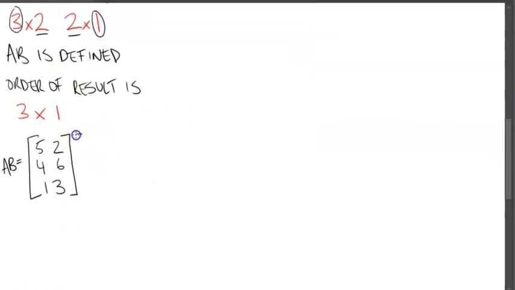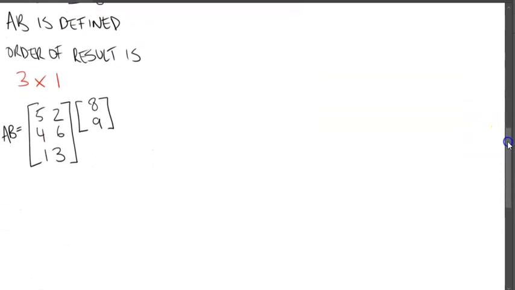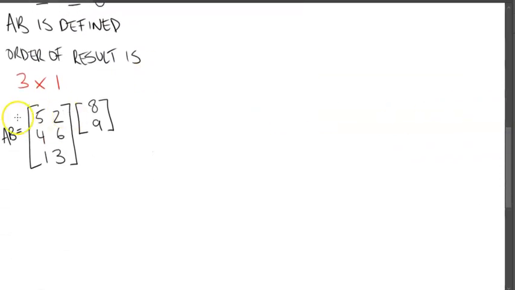So AB, B being 8 9. So remember, the process goes like this. You're going to grab the first row within the first matrix, and each element is going to be multiplied by its corresponding row that goes across within the second matrix. So in other words, we're going to get 5 and 8 and multiply them together. We're going to get 2 and 9 and multiply them together. And we're going to add these results together.